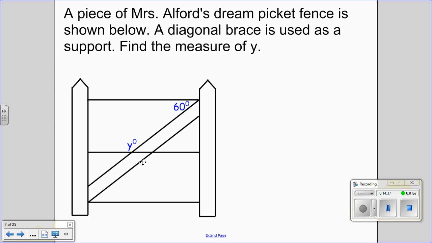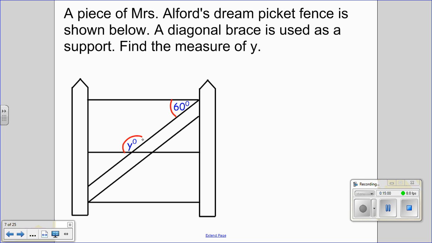A piece of Miss Alford's dream picket fence is shown below. A diagonal brace is used as support. Find the measure of y. Well, when I look at the two highlighted angles, 60 and y are both between two lines, so they're interior angles. And they are both on the same side of the diagonal, which would serve as the transversal.